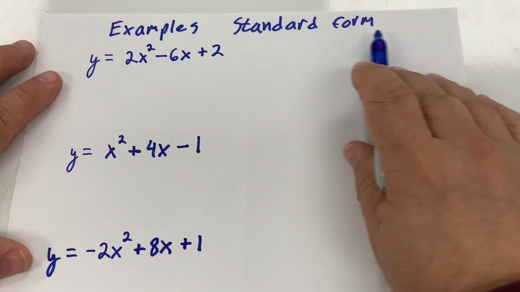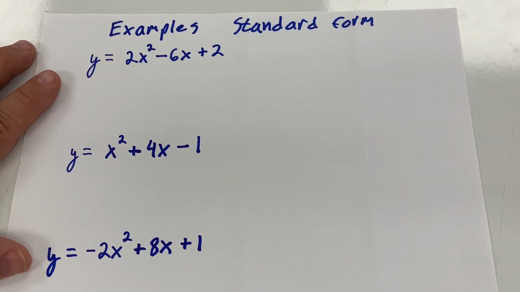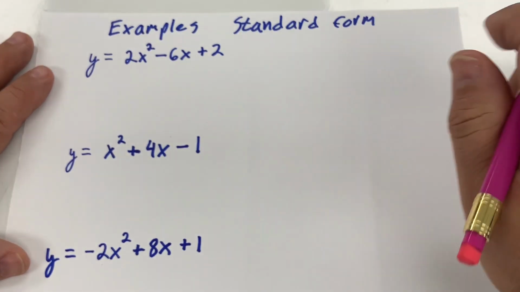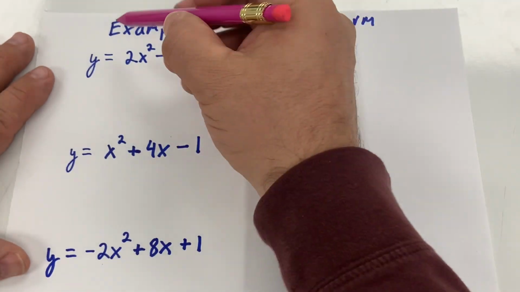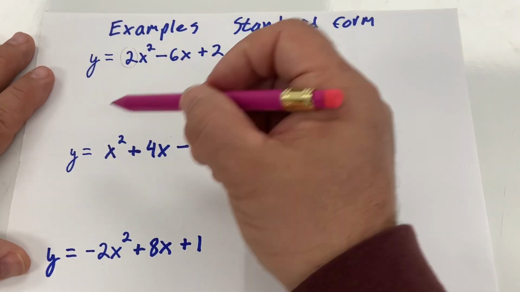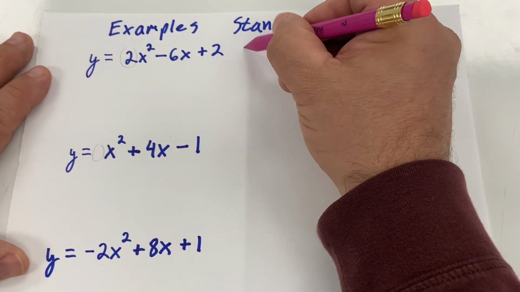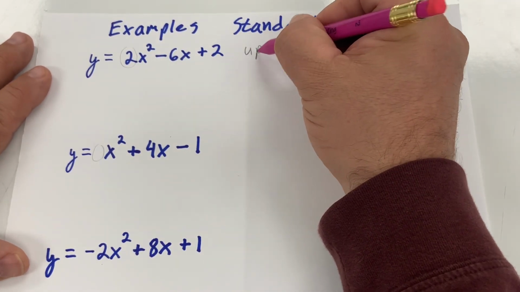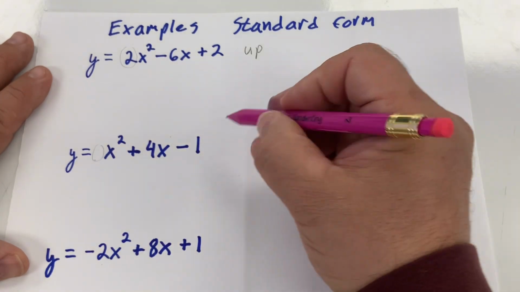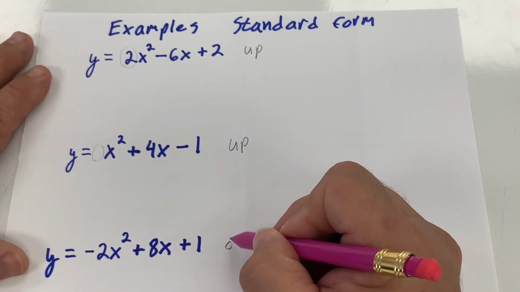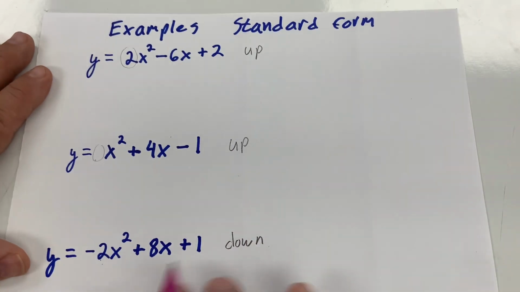Okay, these are all examples of standard form. When you're looking at standard form to find the vertex, that's a little bit of a challenge. But what's easy about standard form is that you can find out if it's concave up or concave down. So notice, this is a positive, so that means it's going to be concave up. It's going to open up. This one's a positive 1x squared, so that's going to open up. This is a -2. So that means it's going to open down. So you can find those really quickly.